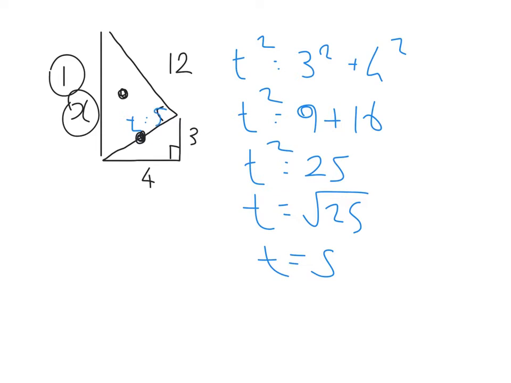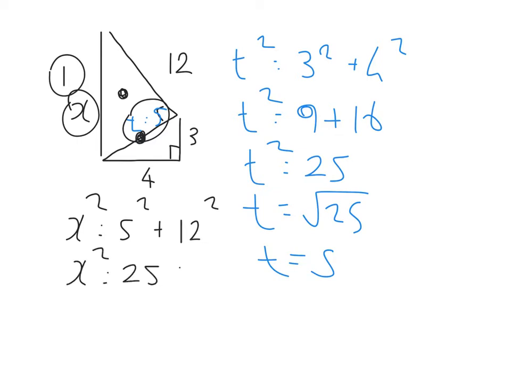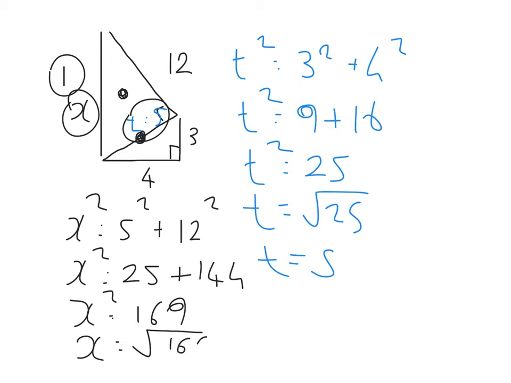I can then apply Pythagoras again. And x squared is equal to 5 squared plus 12 squared. X squared equals 25 plus 144. X squared equals 169. X equals the square root of 169, and x is equal to 13.